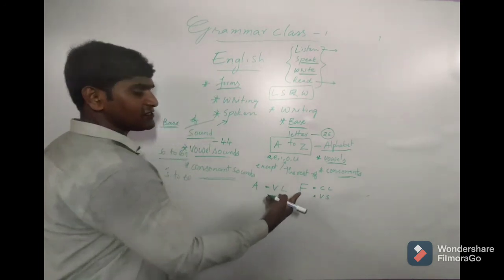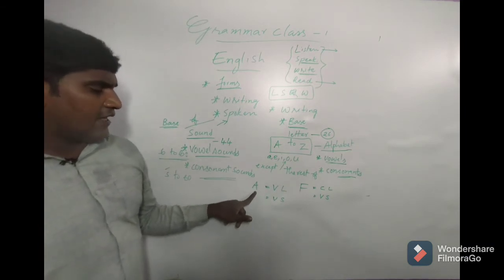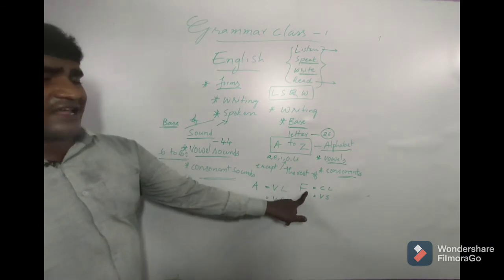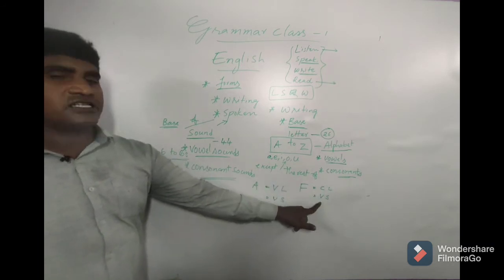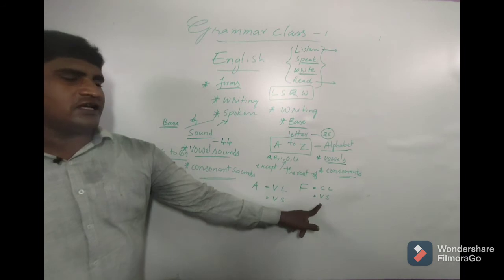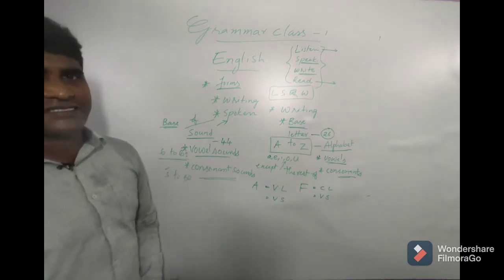Now, did you understand this? In this letter, both the letter and the sound are vowels. But in this letter, the letter is a consonant letter, whereas while pronouncing the sound, it's a vowel sound. Vowel sound. Did you understand this?